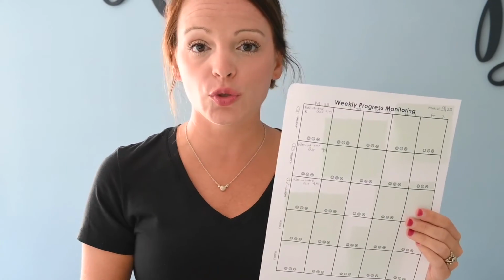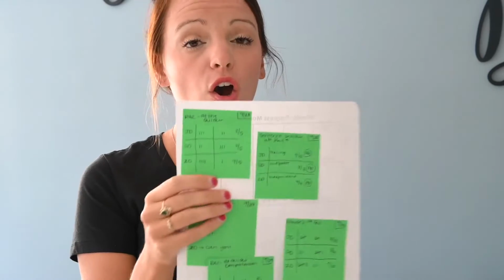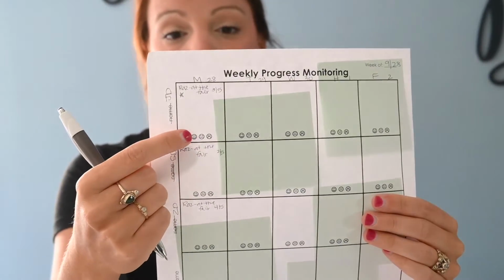But then I also have weekly progress monitoring. And the great thing about this is you can do this virtually or you can do this in person, right? You can take this kind of data in both settings. All you need is sticky notes, and then you have your weekly progress monitoring, and you can keep track. You could also use this to track different behavior aspects. So that's what all of these little circles are here for.